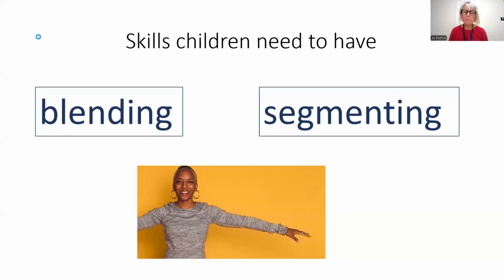Okay. So blending and segmenting are 2 really important skills that will help us to help our children to use phonics in reading and spelling. At school, we teach them to tap sounds along their arm when they are segmenting especially. For example, the word spin would be s-p-i-n. This physical movement seems to help some children to really focus on each individual sound.